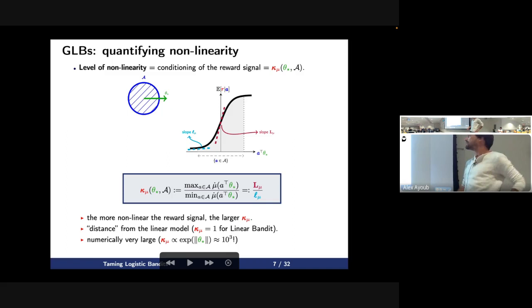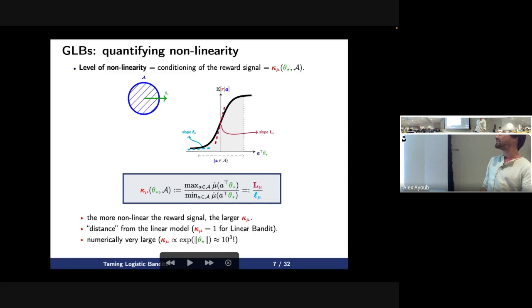And I want to insist that kappa is a problem-dependent constant, but it's a super large problem-dependent constant. It scales exponentially with the norm of theta star. So for typical applications, you have to think about it as at least 10 to the 3, but it can be even larger than that. And my claim is that such a big constant, we shouldn't hide it in the bound. So we are going to explicitly look at the dependency on this constant.